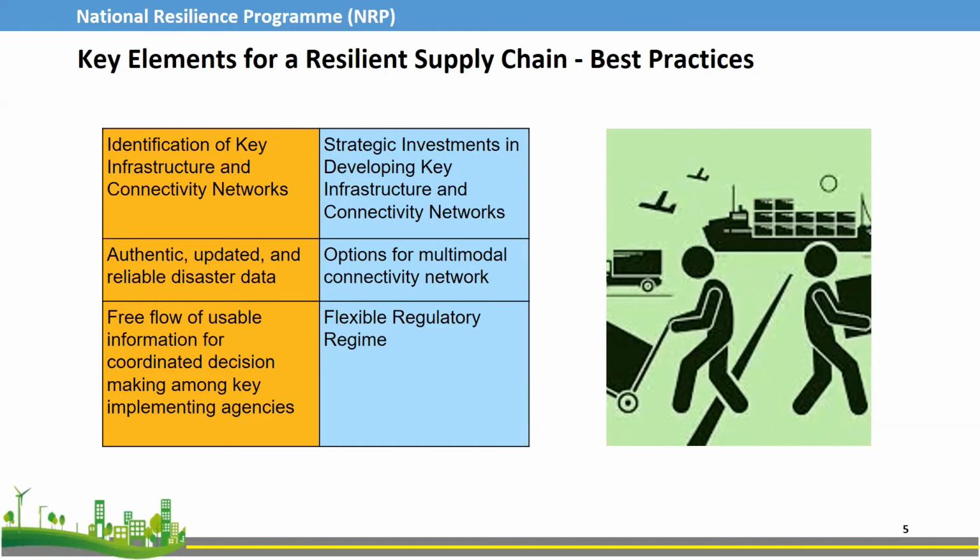And when you have that data, in light of this project, what we can do is multimodal transportation network planning. And I'm very pleased to see the DRIP website when the previous presentation was going on. I was looking into that website. So this is something that is going to be really, really useful for us. And then the third element is the free flow of usable information and coordinated decision making among key implementing agencies. As we move forward, we will see that whenever we are trying to come up with some policies, there are lots of regulations that we have in place. Some of those need to have some more flexibility, and we will discuss those issues as well.